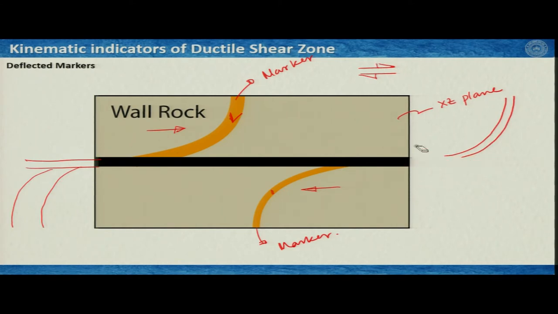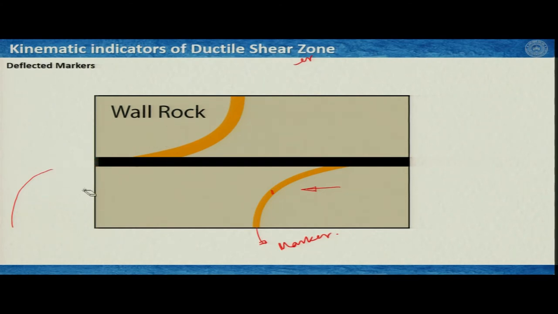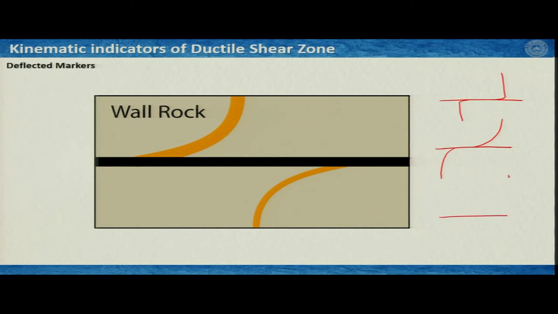Doesn't matter what is the sense of shear, the deflected marker has to produce a kind of curvature when it is entering towards the shear zone. This curvature could be sharp, could be very gentle and something like that. So if you have a shear zone like this, you can have a curvature like this, you can have a curvature like this, or you can have a curvature even gentler like this.